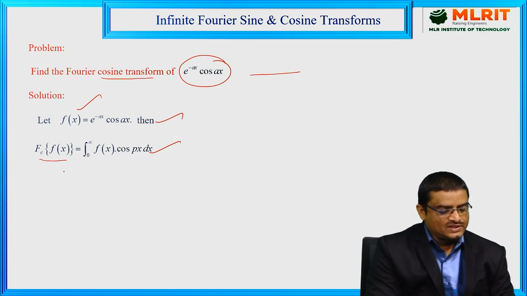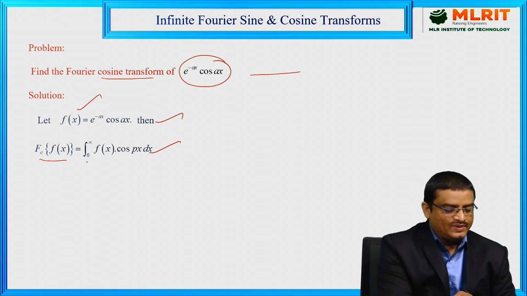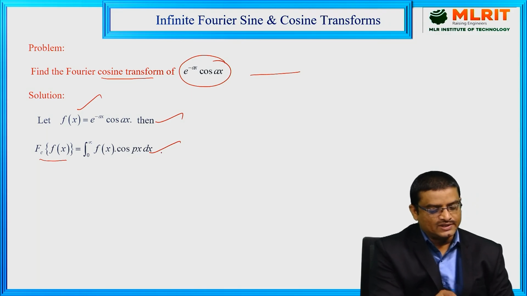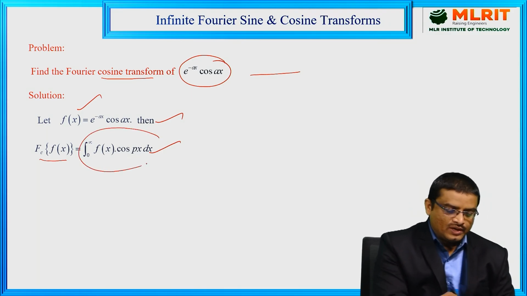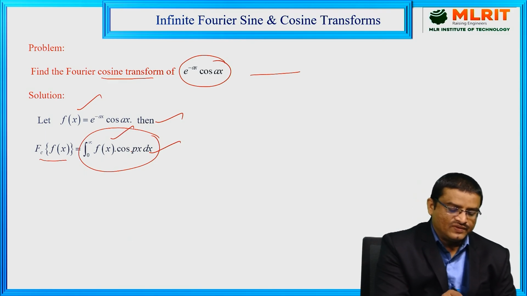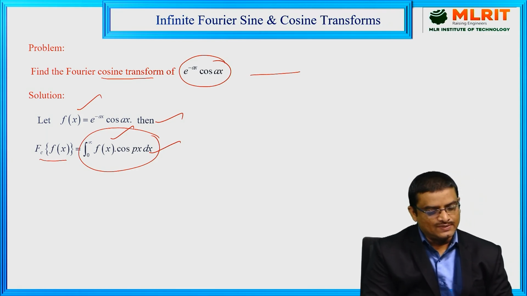So F suffix c of f of x, that is the representation of the Fourier cosine transform, and the limits are integral 0 to infinity f of x into cos px dx. Now you replace the f of x value in this integration, and if you evaluate that integration, you will get a value in terms of p. We will consider that value as the infinite Fourier cosine transform.